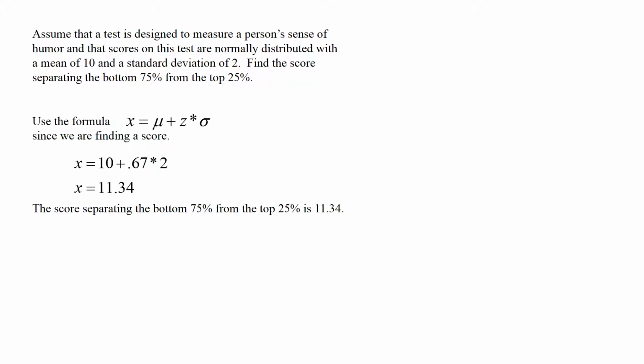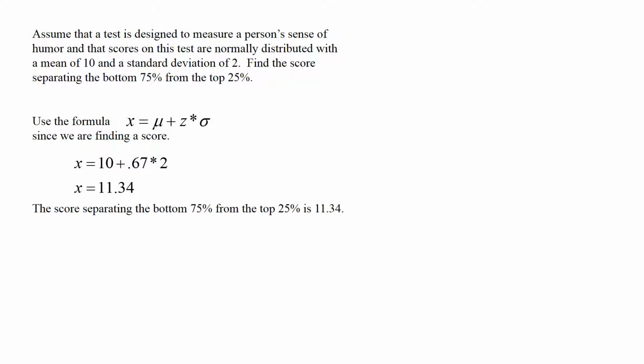Okay. Question 2. Assume that a test is designed to measure a person's sense of humor and that scores on the test are normally distributed with a mean of 10 and a standard deviation of 2. Find the score separating the bottom 75% from the top 25%. Again, I'm looking for a score. I need to look up the area closest to 0.75.